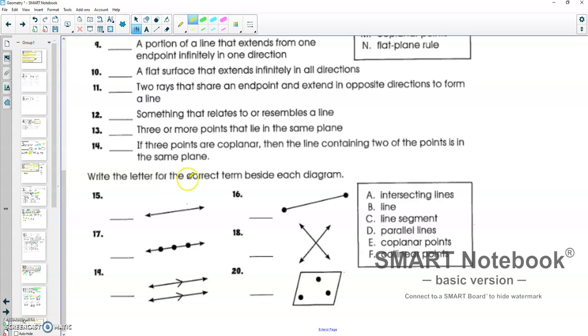Next, write the letter for the correct term beside each diagram. So here's some pictures, and you're going to be writing the correct representation. Alright, and again, if you don't remember what they mean, or if you're not sure what they look like, please check your notes. Intersecting lines, a regular line, line segment, parallel lines, coplanar points, and collinear points. You should only use each letter once.